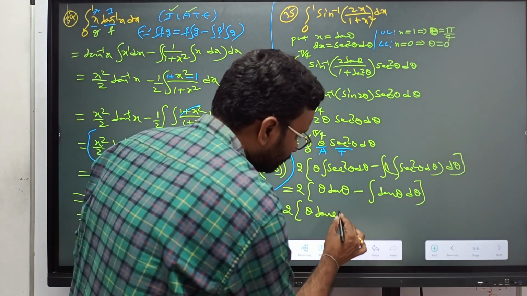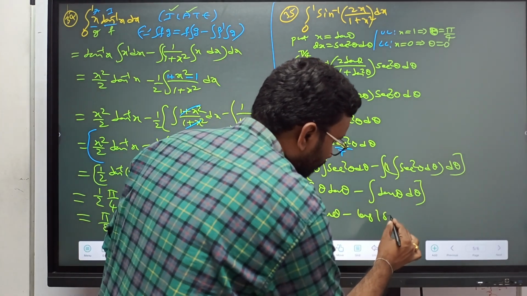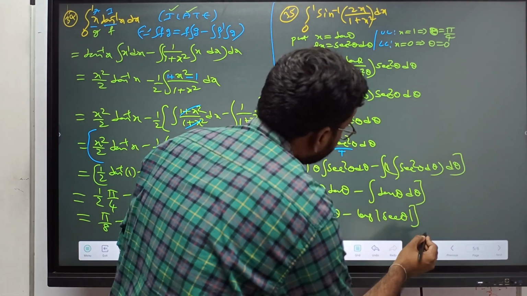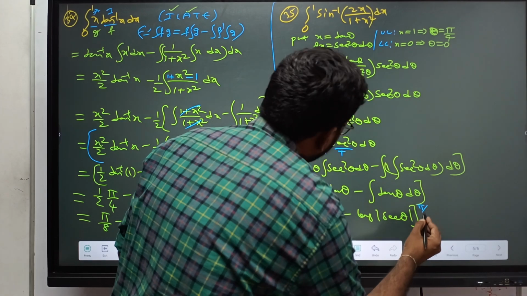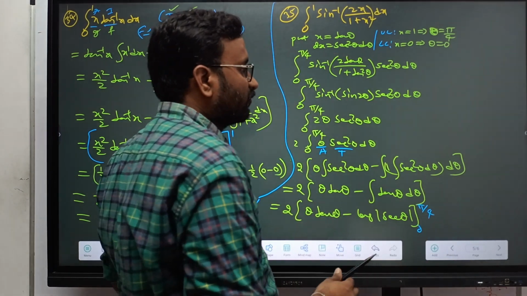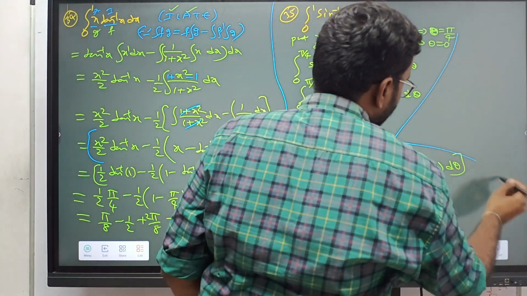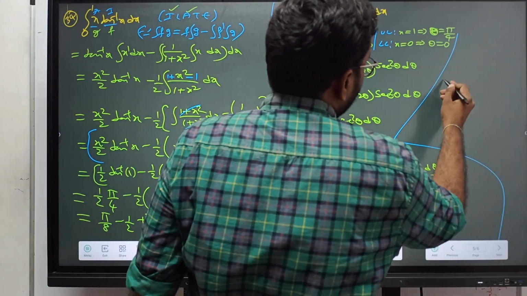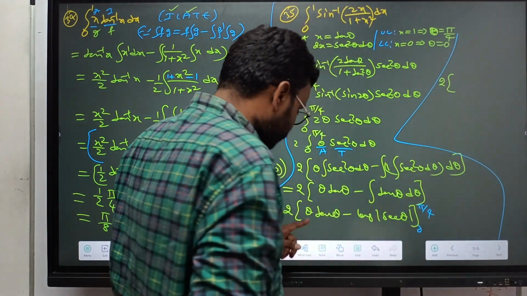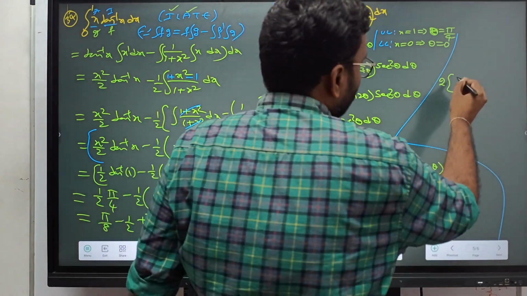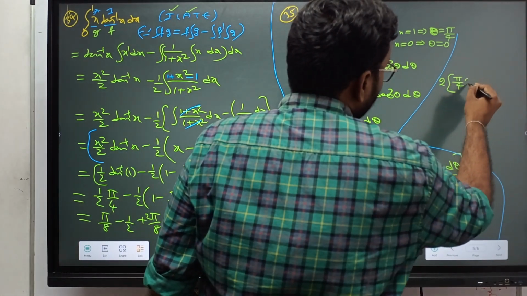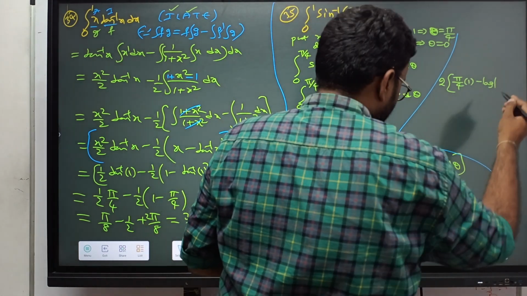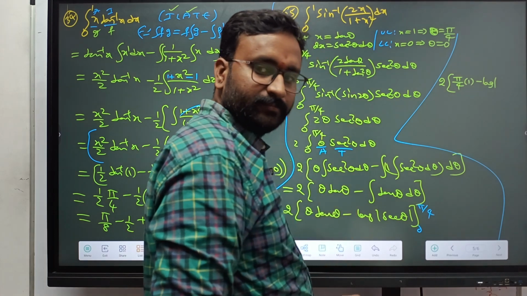Integral tan x is log mod secant x. Limits: 0 to pi by 4. First substitute upper limit, then lower limit. Upper limit is pi by 4: 2 into pi by 4 tan pi by 4, which is pi by 4 times 1, minus log mod secant 45.